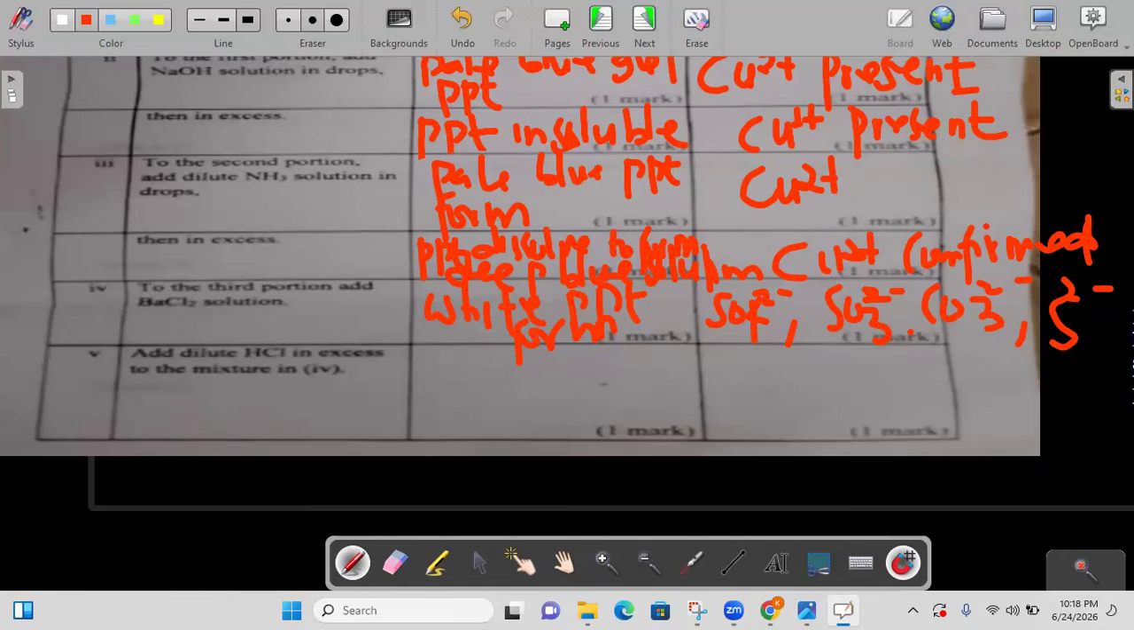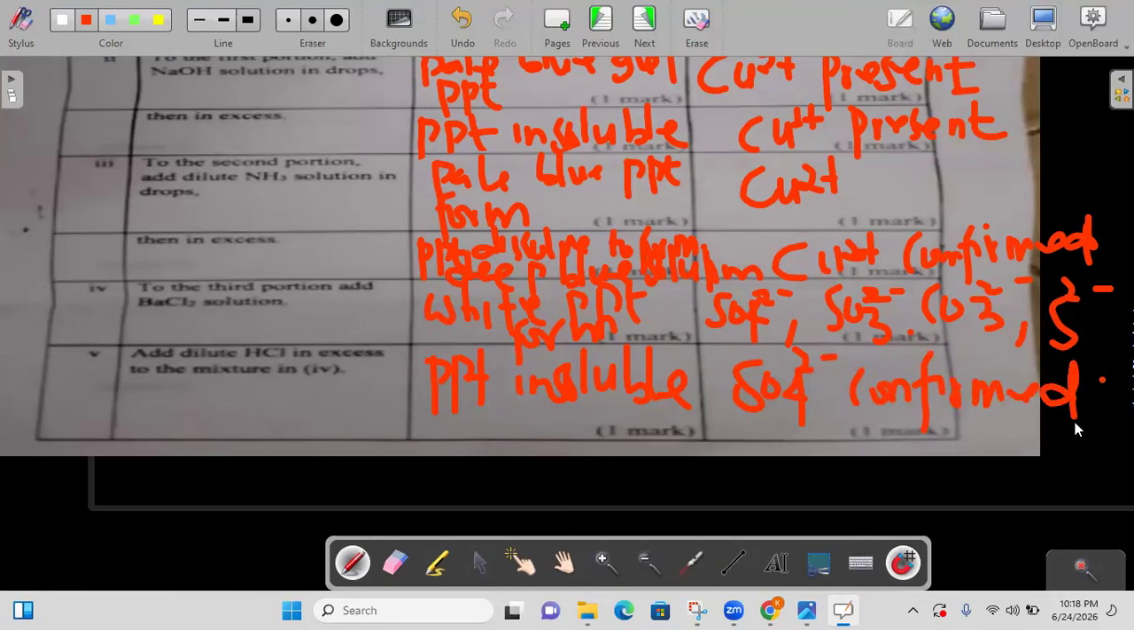Then, what happens when you add excess dilute HCl? The PPT is insoluble. Nothing will happen. So what does that mean? It means that SO4 2 minus is confirmed. That is what it means. SO4 2 minus is confirmed. So this is the solution to question 2.